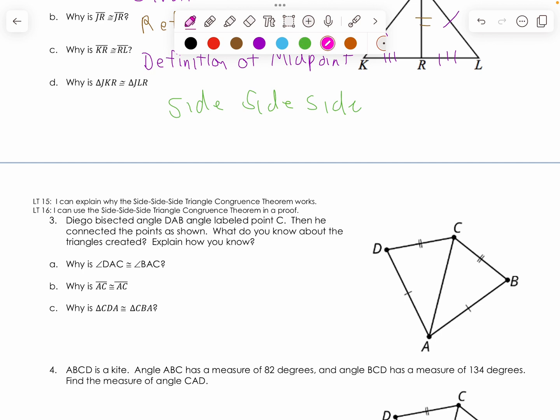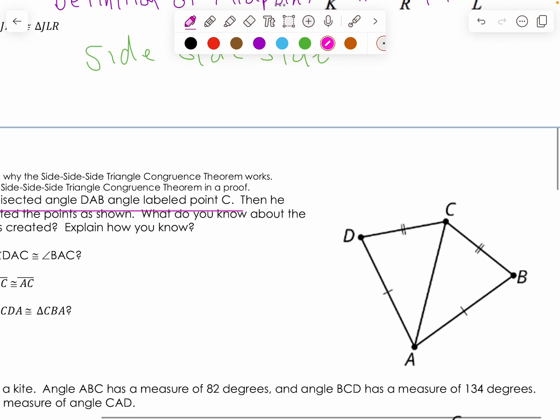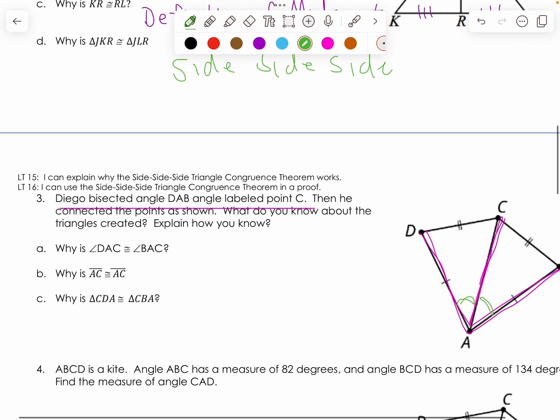So this one, we're going to use some other ones now. Diego bisected DAB. DAB is this angle here, and it's being bisected by this. So two congruent angles by angle bisector.